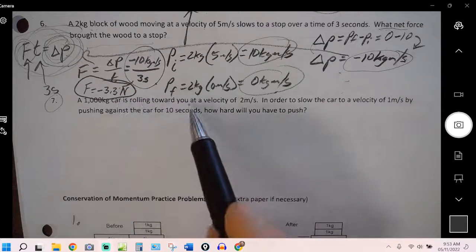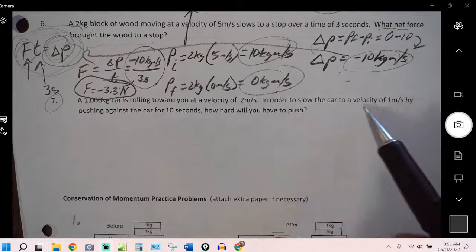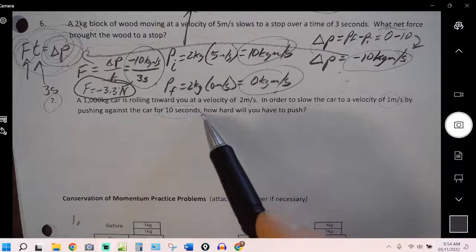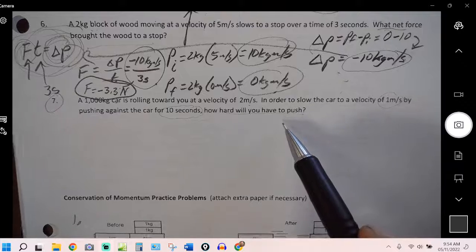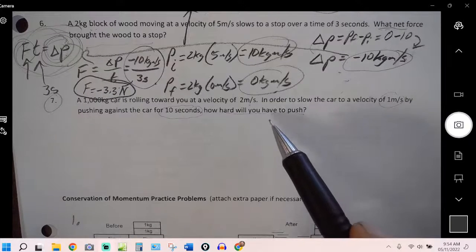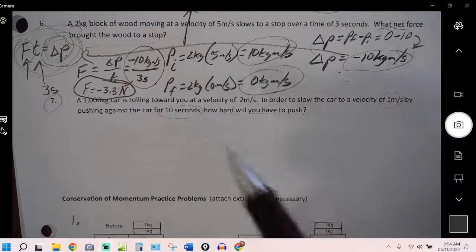A 1,000 kilogram car is rolling toward you at 2 meters per second. In order to slow the car to a velocity of 1 meter per second by pushing against it for 10 seconds, how hard do you have to push? So can you imagine that? It's coming at you. You're trying to slow it down. You push. You gotta push. You push so that you can slow it down to half its speed, and you push for 10 seconds. And we're looking for force.